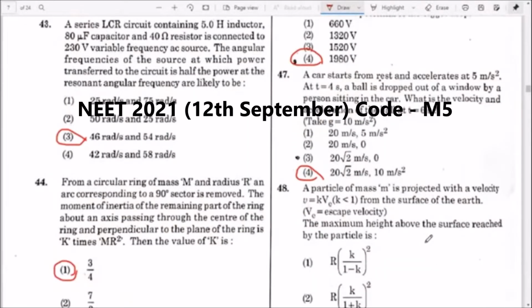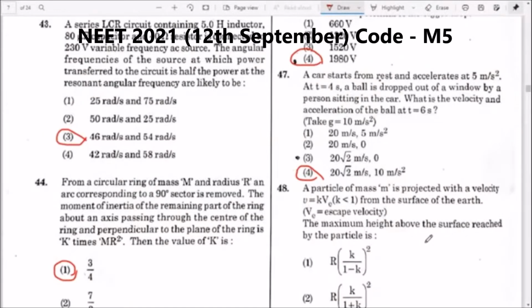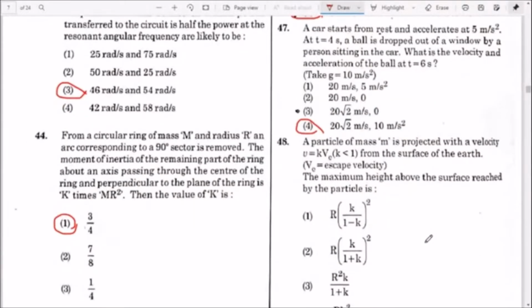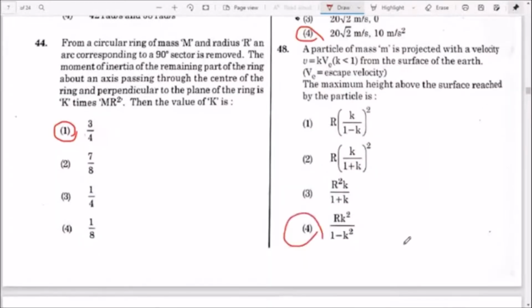Next, a particle of mass m is projected with a velocity v equal to k times the escape velocity, and k less than 1, from the surface of the earth. The maximum height above the surface reached by the particle is option number 4. Option number 4 is correct option, students.